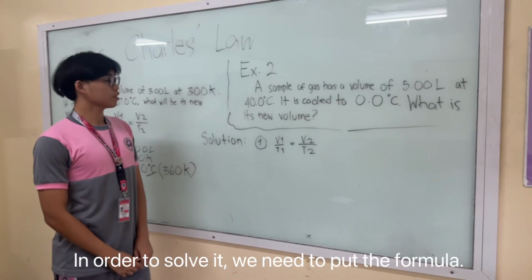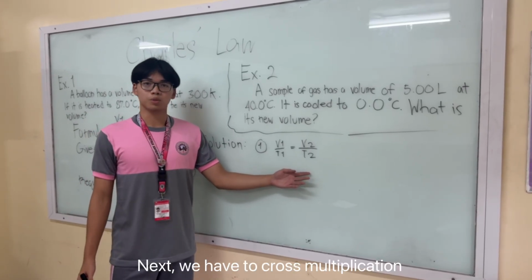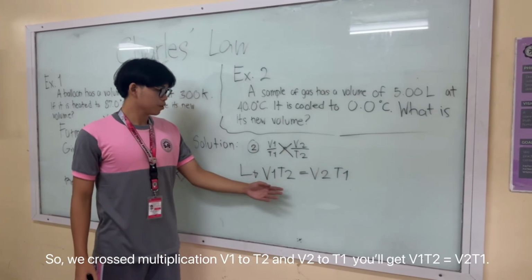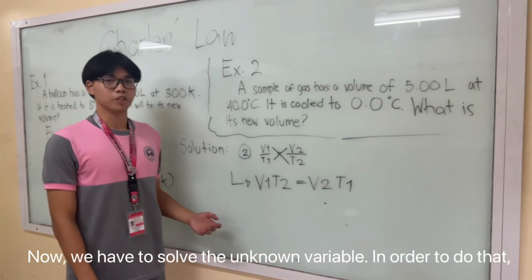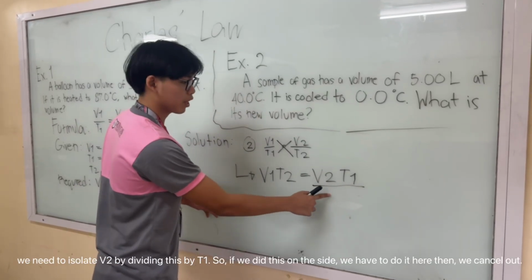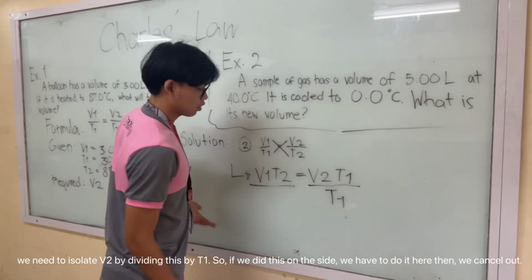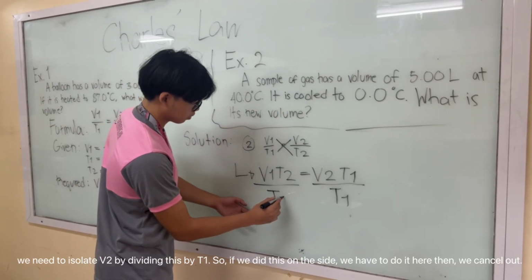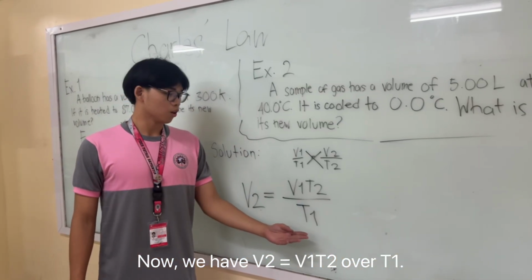In order to solve it, we need to put the formula. Next, we have to cross multiply. So we cross multiply V1 to T2. We get V1 T2 equals V2 T1. Now we have to solve for the unknown variable. In order to do that, we need to isolate V2 by dividing by T1. So if we do this on this side, we have to do it here. Then we cancel out. Now we have V2 equals V1 T2 over T1.